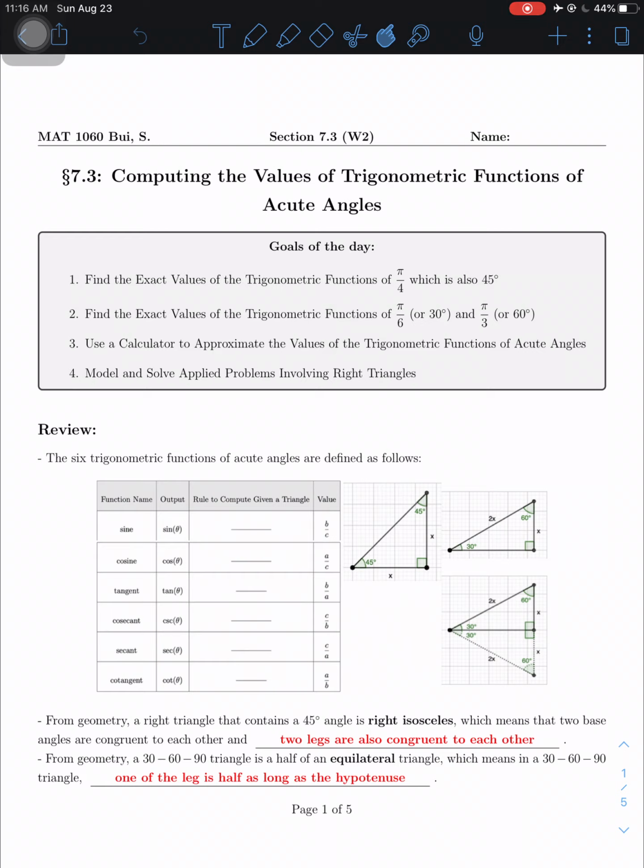And then lastly we also have the Pythagorean identities. I told you guys there are three of them. The first one is sine squared plus cosine squared equals 1. The second one is tangent squared plus 1 equals secant squared. And the last one, cotangent squared plus 1 equals cosecant squared.